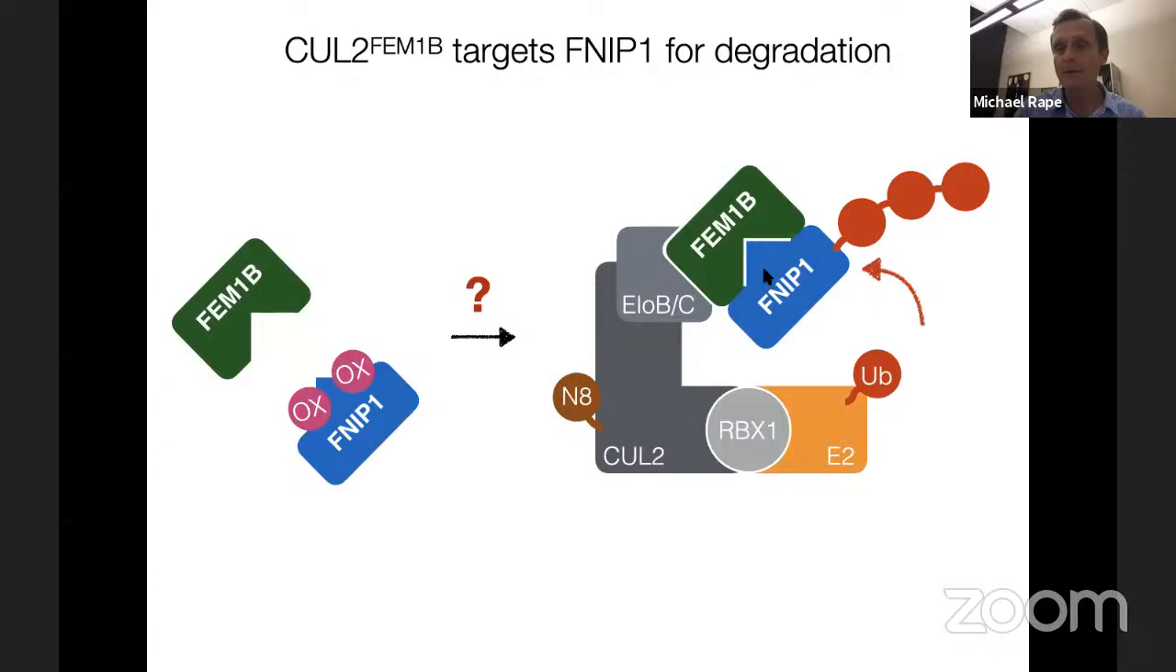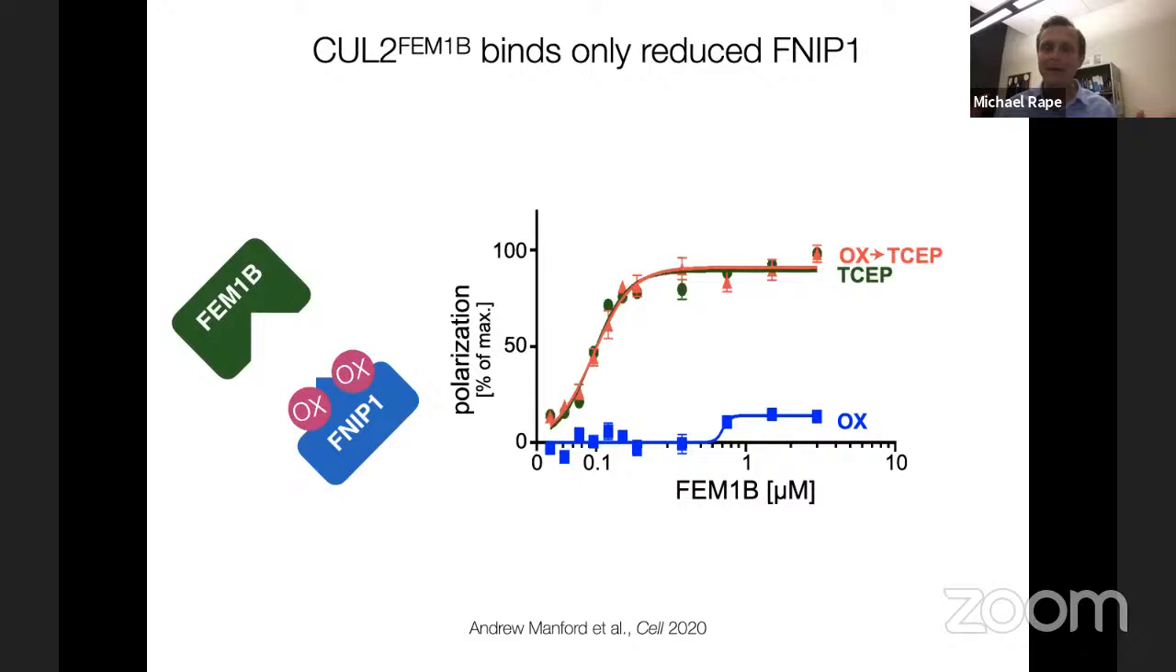And so in order to test this, we did a simple but very convincing biophysical assay. We used the peptide that contains the degron. We put a fluorophore on it so we can monitor fluorescence polarization as a measure of binding. We titrate the FEM1B ligase into this. And first we do it as good biochemists in the presence of a reducing agent, TCEP. And we see this nice binding curve. We get an affinity of about 50 to 60 nanomolar in the best conditions that we now have.